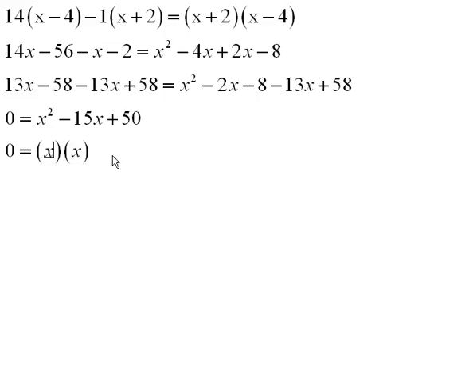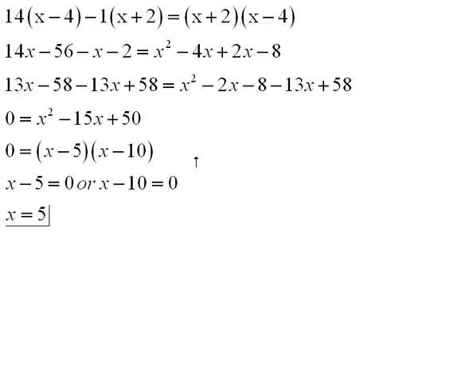So immediately I notice that this is going to be minus 5 and minus 10. See, if I multiply minus 5 times negative 10, I get the positive 50. And if I combine negative 5 plus negative 10, I get the negative 15x. Okay, then the last thing is I'm going to solve each equation. I'm going to set each factor equal to 0, and then I'm going to solve each equation for x. And I'm going to get that x is equal to 5, or x is equal to 10. And that's how you solve this equation. I hope this helps.